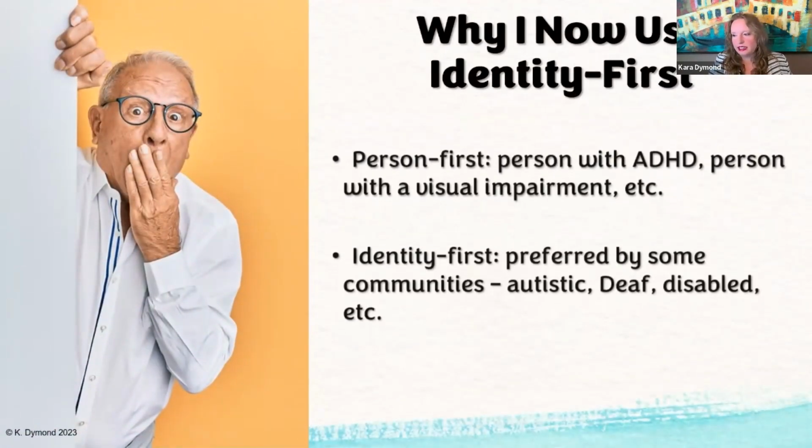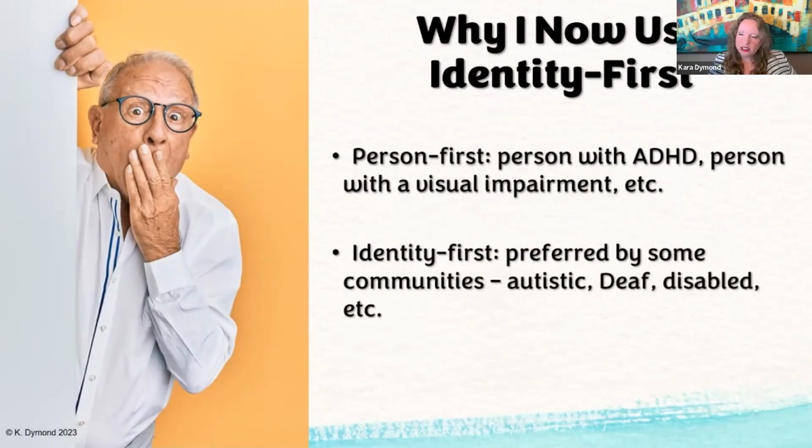Now, I also use identity-first language when I talk about autistic students. There are certain labels that work better with person-first, but there are communities that prefer identity-first language. Like I said, autistic, deaf community. Often people who are disabled prefer to be called disabled people than a person with a disability. So language shapes our thinking. I usually ask people what they prefer.